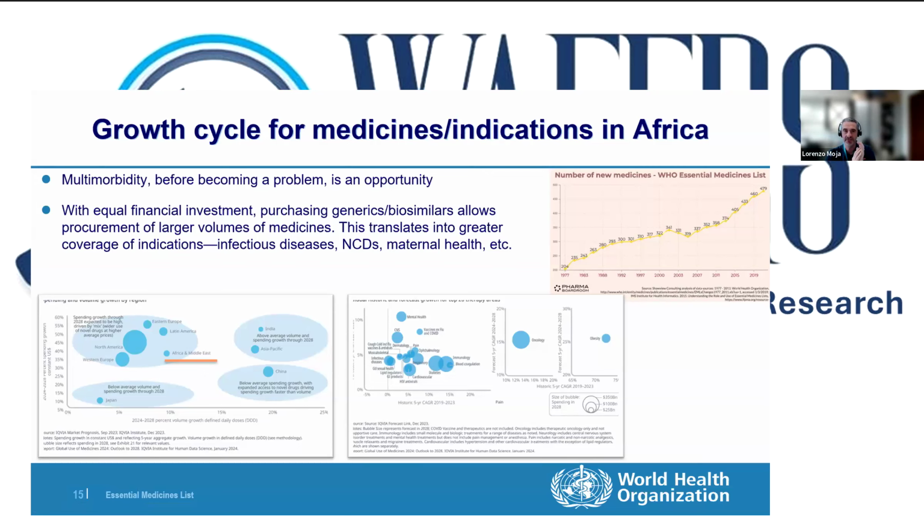Now I'll come to the idea of multimorbidity, and the key question is: do we have any elements to think that multimorbidity in Africa would be any different from what we see in other parts of the world?